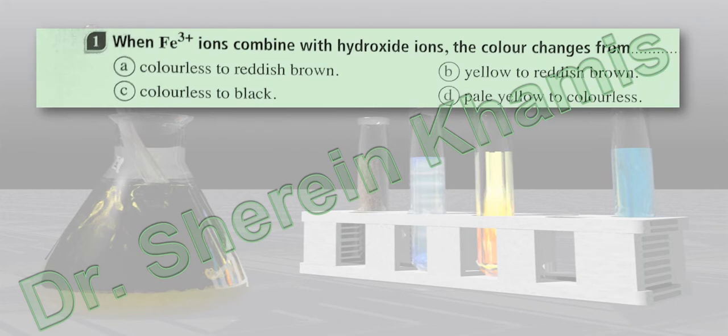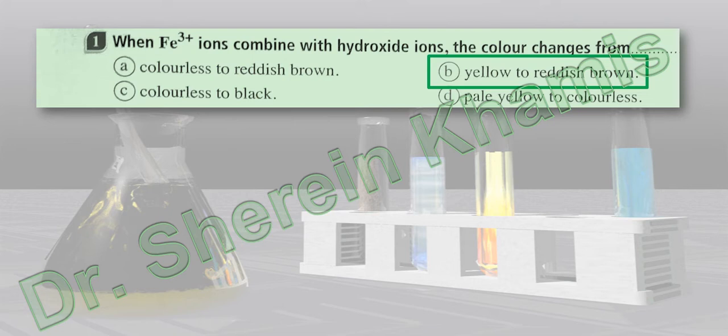Question number 1. When iron 3 ions combine with hydroxide ion, the color changes from, what do you think? We have a lot of questions for the same point. Remember that we have been talking about iron 2, not the same as iron 3. Here we have the answers: colorless to reddish brown, yellow to reddish brown, colorless to black, or pale yellow to colorless. The right answer here will be yellow to reddish brown.